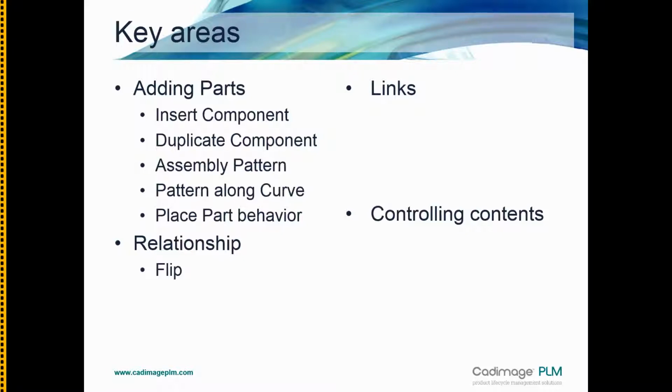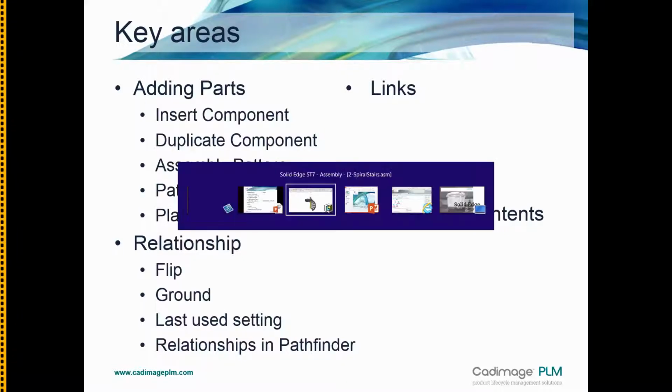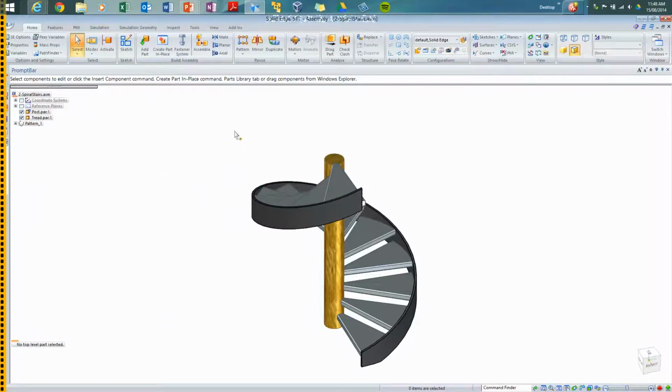So that's adding parts. On the relationship side of things, they've changed the way, or added to flip and to ground as well, and also last used settings. And they've added in some changes to the way that relationships appear and how you can alter them, or some of the controls you have over them in the Pathfinder. So now that we've run through those in the PowerPoint, let's have a look at each of those as well.